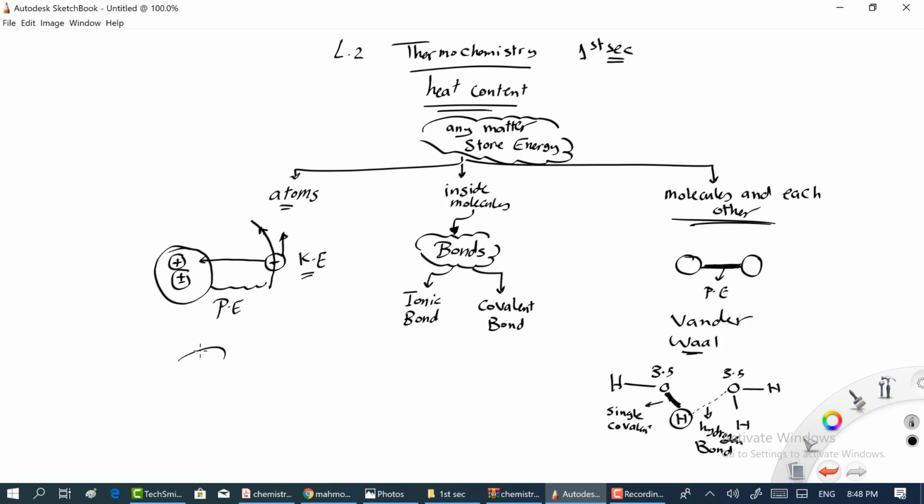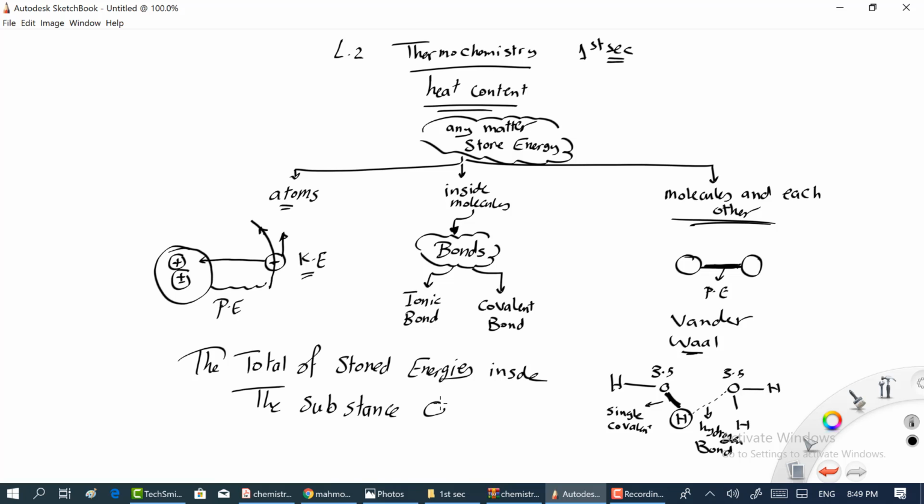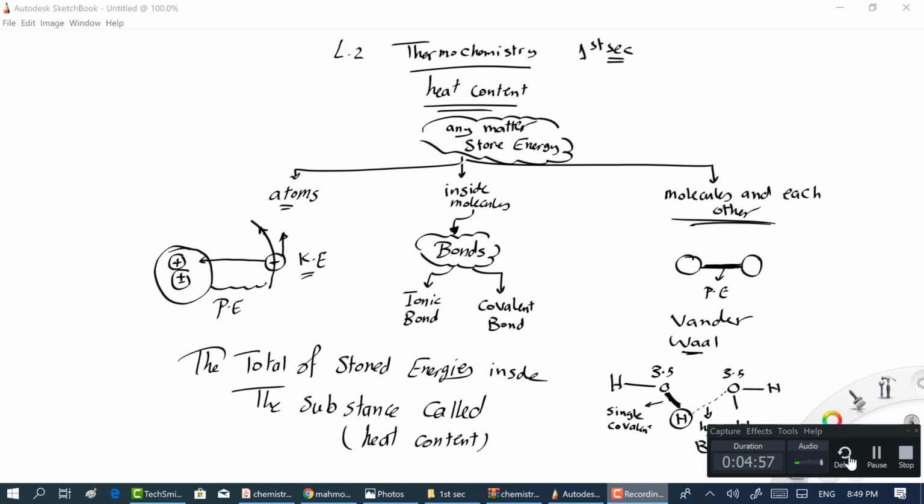The total of stored energies inside the substance is called the heat content. What is meant by the heat content is the summation of the stored energy inside these substances.